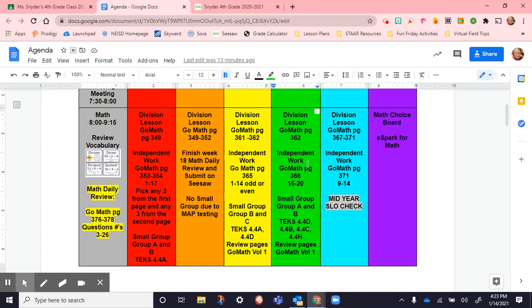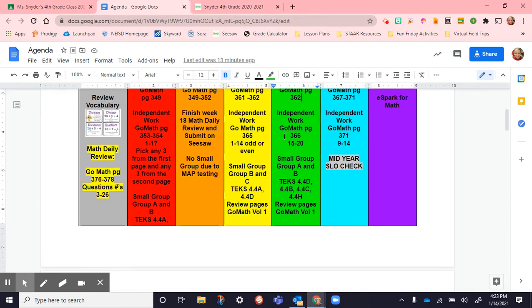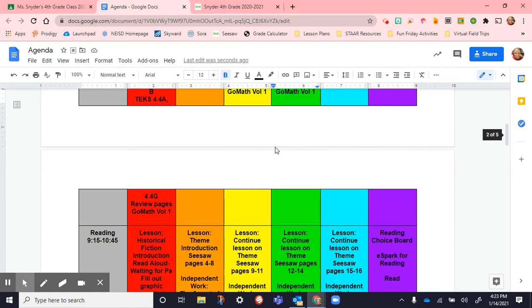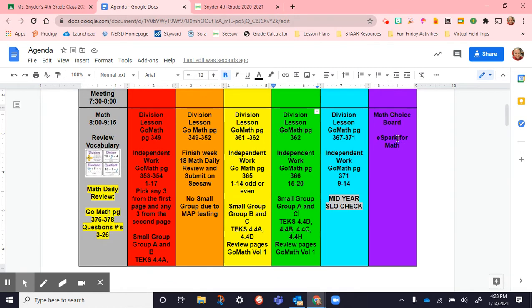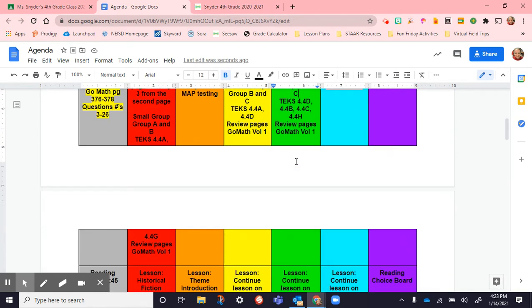All right, so that was what we did in math today. Students' independent work was page 366, problems 15 through 20. So they worked on that while in the small groups, I actually worked with group A and C today. Group A worked on these daily review questions. Group C, we looked at some of the questions from the independent work, kept practicing with that division. And then that was what we did for math. When students are done, they needed to go to eSpark and do some practice on there.